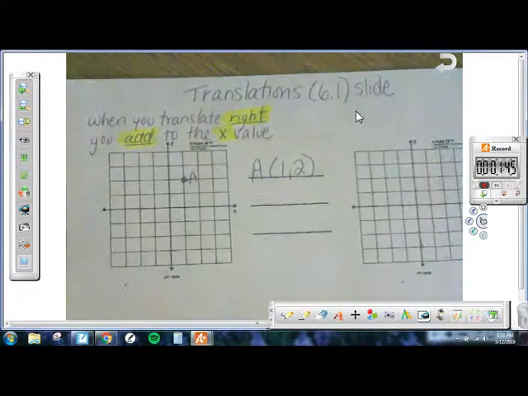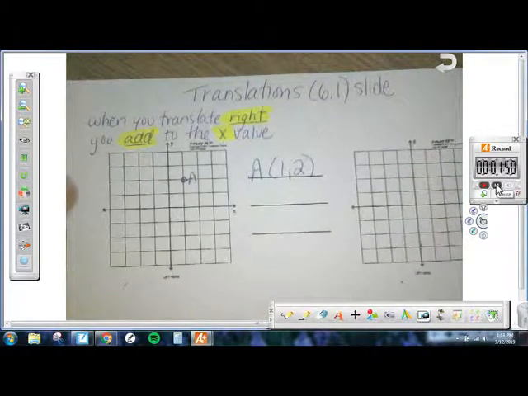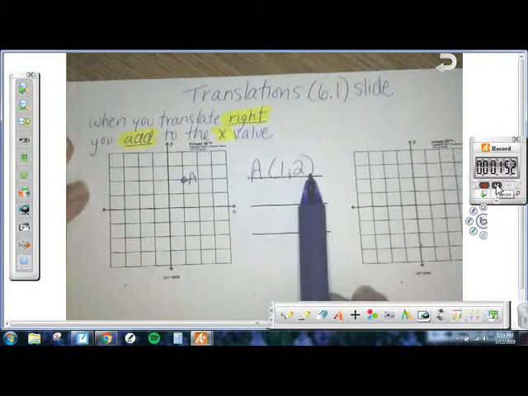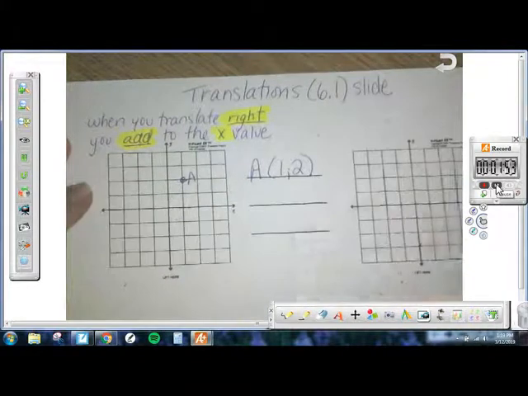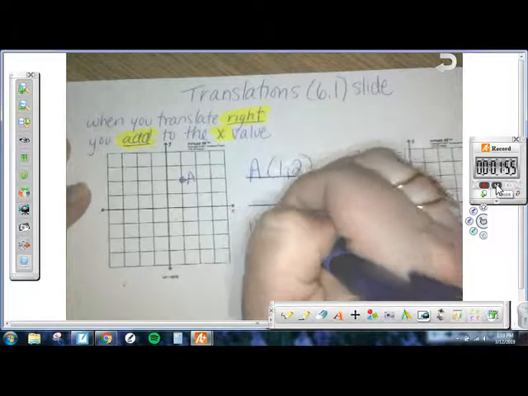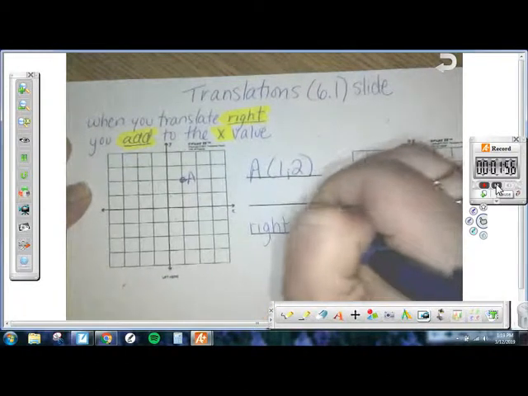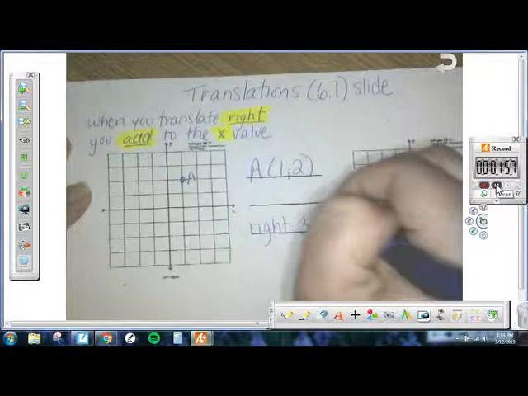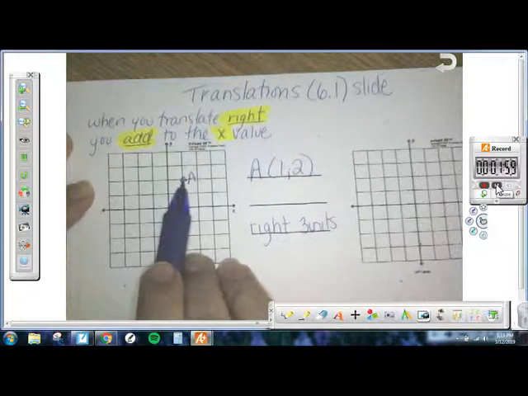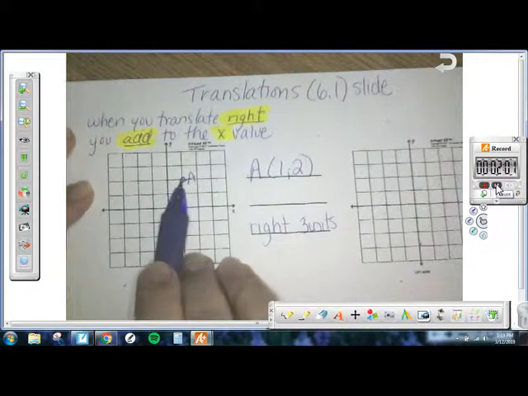So we went to the right. Now we're going to go to the left. What do we think the rule is going to be? Subtract from the x. When you translate left, we're going to underline and highlight that. You subtract the x value because we're going to be moving to the left.